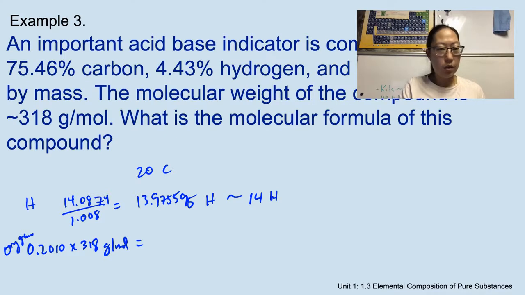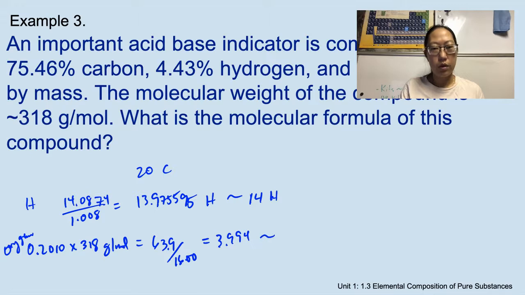Okay, that gives me 63.9. So then I divide this by my 16.00, and I get 3.994, but this is very close to 4 oxygen. So taking these numbers, we get C20.